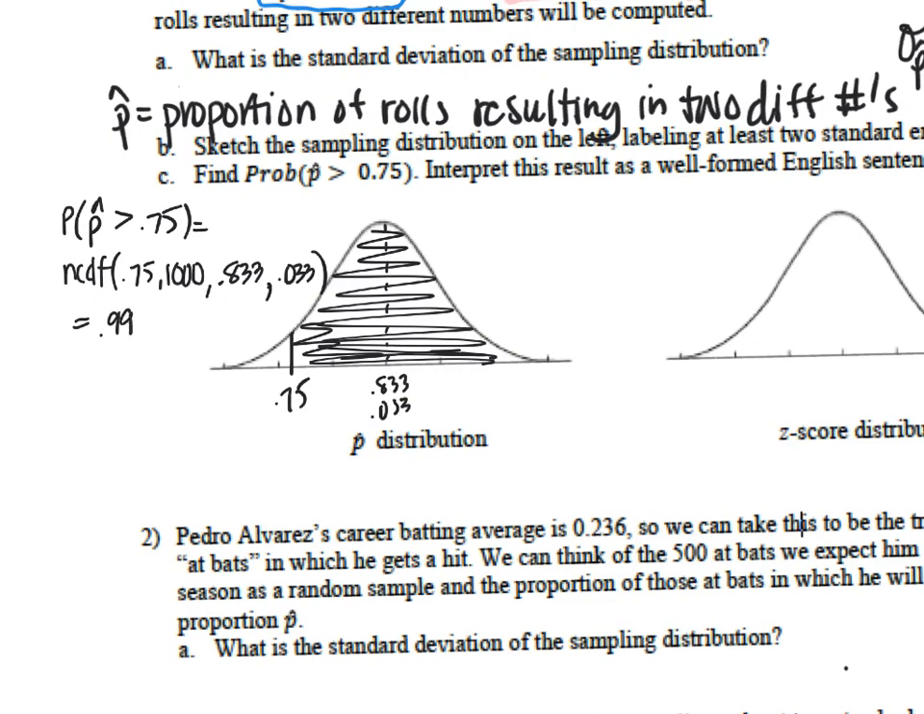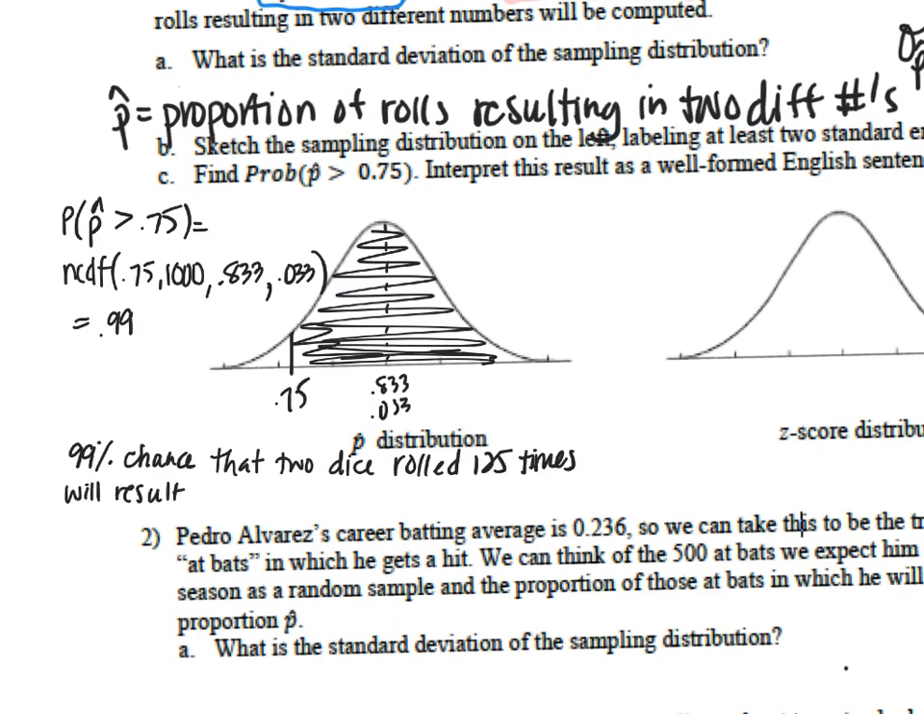So we can conclude that there is a 99% chance that 2 dice rolled 125 times will result in 2 different numbers more than 75% of the time.